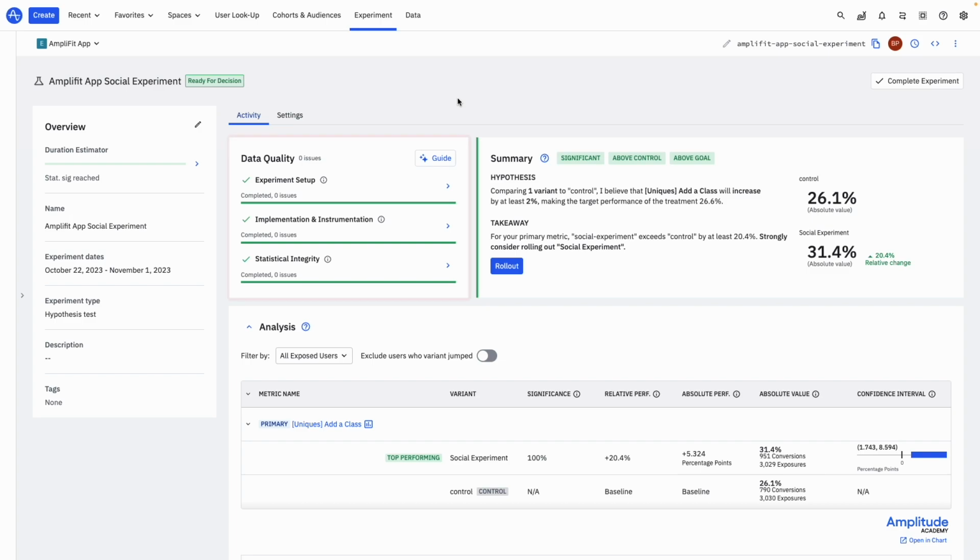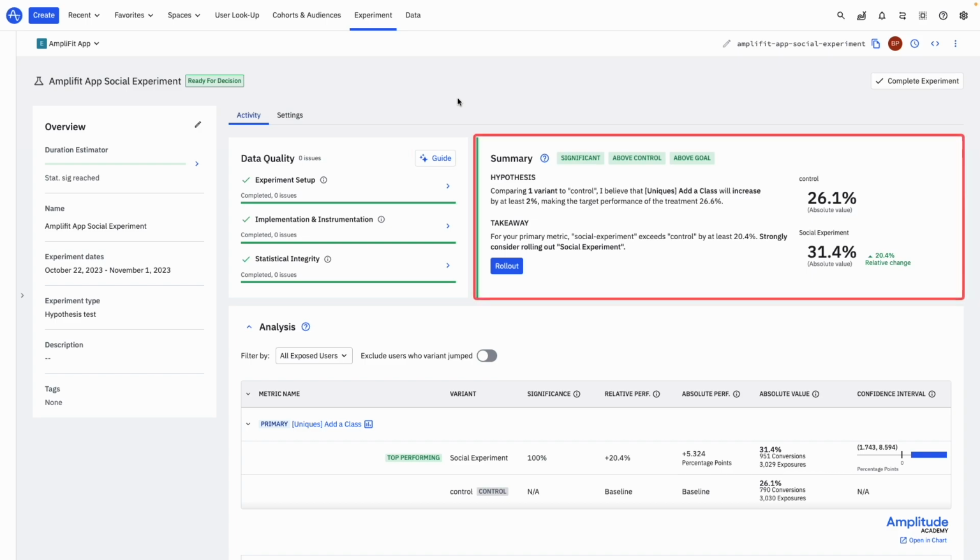The first thing we see is a data quality checklist. This lets you know if there are any issues with the setup, implementation and instrumentation, or statistical integrity of your experiment. If issues arise, click into the guide for further information on how to proceed.